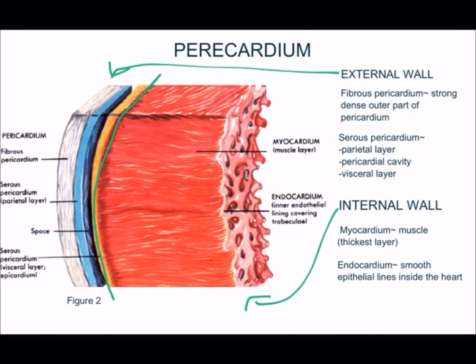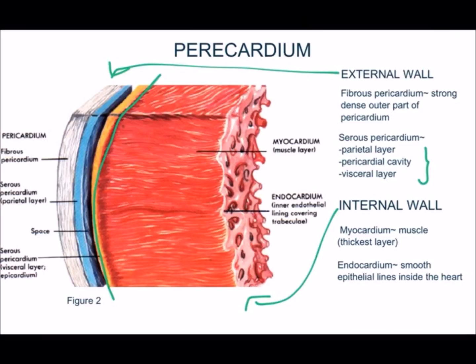Then we have the serous pericardium, which can be split into 3 different layers. We have the parietal layer, which lines the inner surface of the fibrous pericardium. Then we have the pericardial cavity, which is the space between the parietal and the visceral layer. And this contains serous fluid, which prevents friction when the heart is pumping. The last layer of the serous pericardium is the visceral layer, and this is closely adherent to the outer surface of the heart.